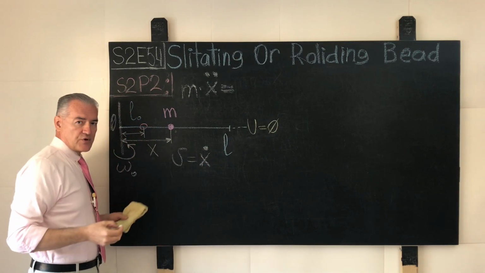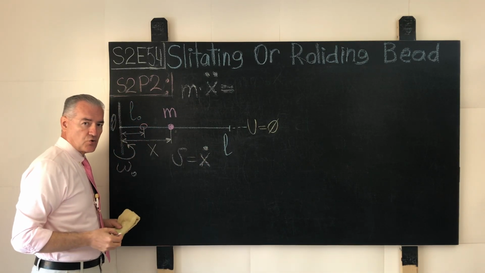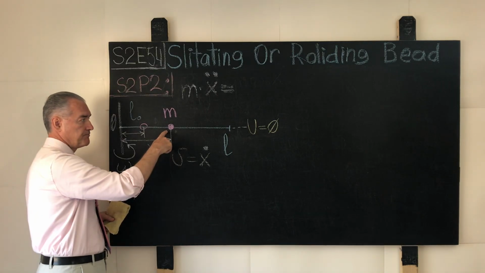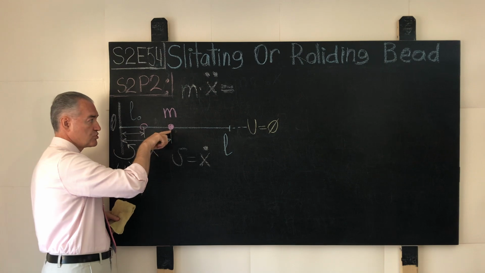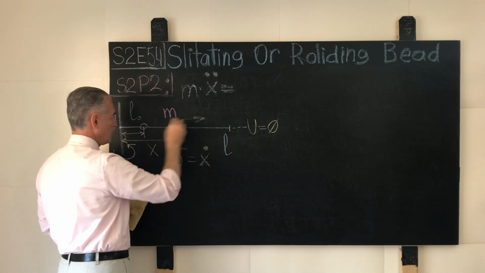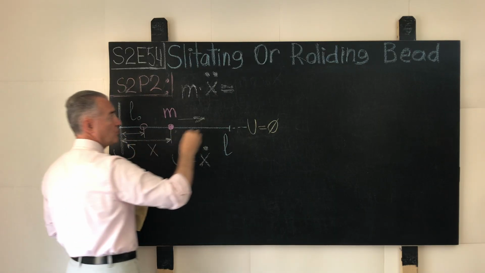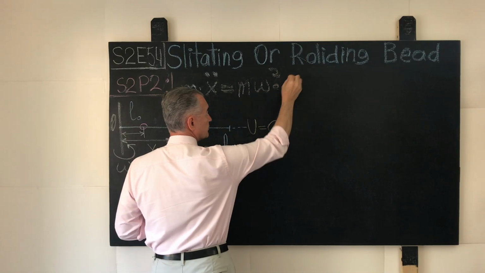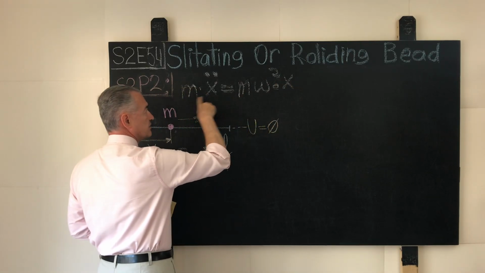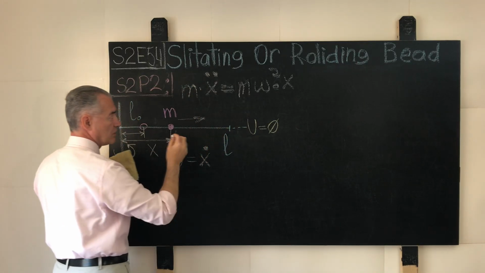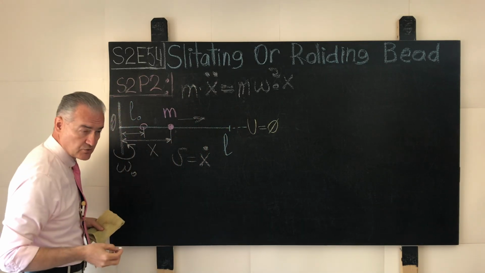generated by what? Some authors say fictitious or pseudo-centrifugal force, or the force that acts on the massive bead and pushes it away from the center of rotation O, and that will be m omega squared 0 x. Since the mass of the bead remains constant at all times, cancel it out, and voila, we have our ordinary differential equation of order 2.